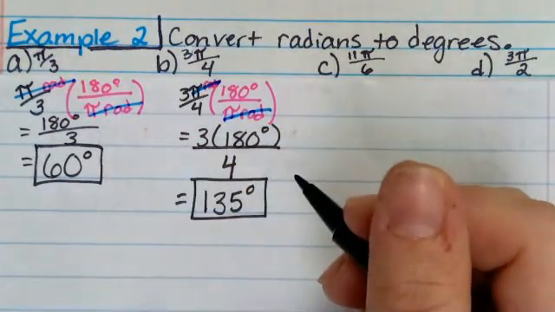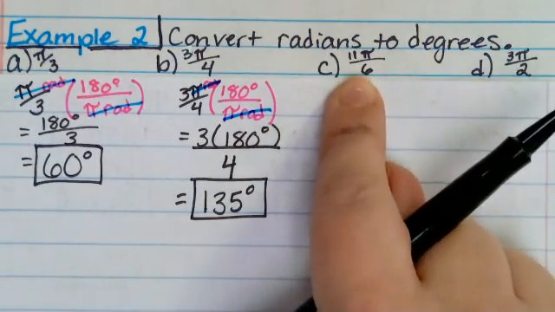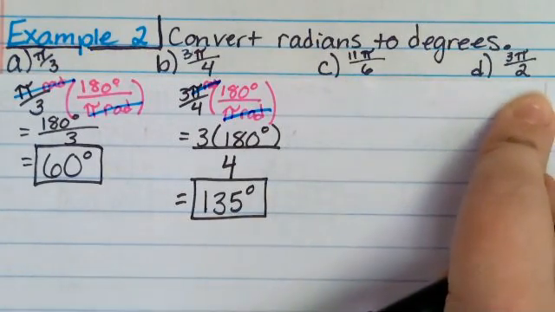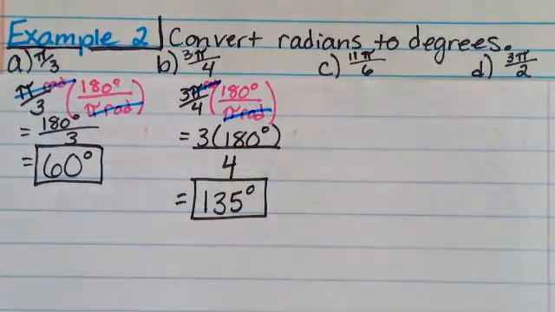All right, I want you guys to pause the video and try these last two. C says 11 pi over 6. D says 3 pi over 2. So try those for me. Pause the video. Come back when you're ready to go over them.